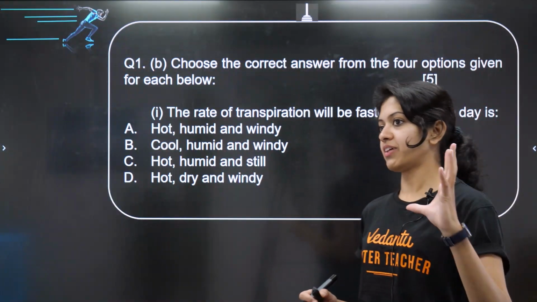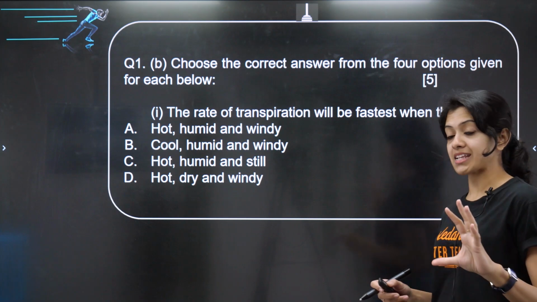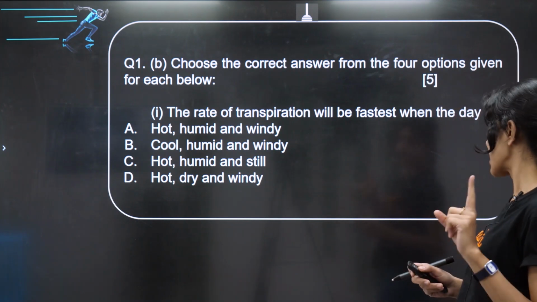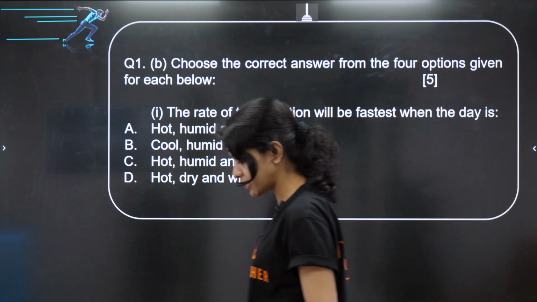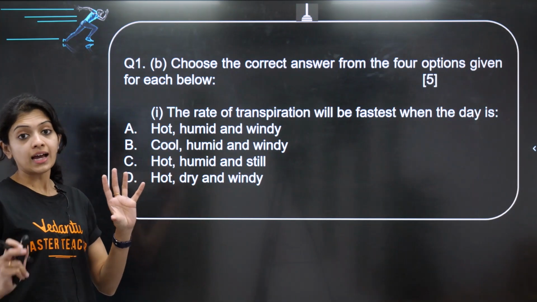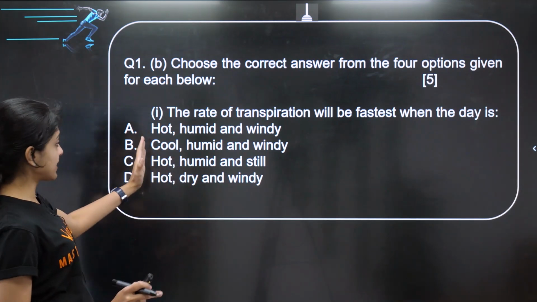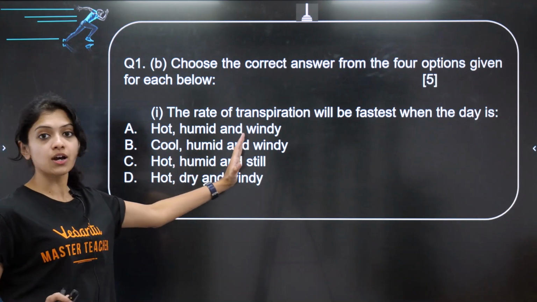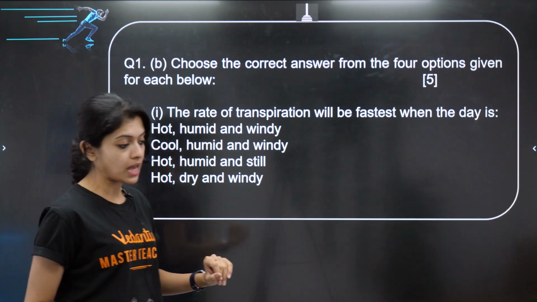So the very first multiple choice question is about transpiration. It says the rate of transpiration will be fastest when the day is which of these? And have a look at the options. What you can see is that you've been given different aspects of 3 different factors which affect transpiration, which are temperature, humidity, and wind. So talking about temperature, just recall what we have learnt.